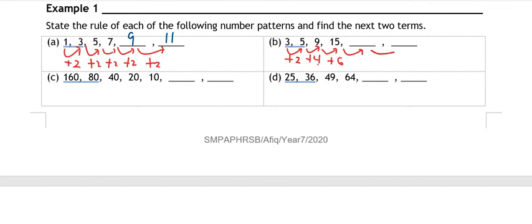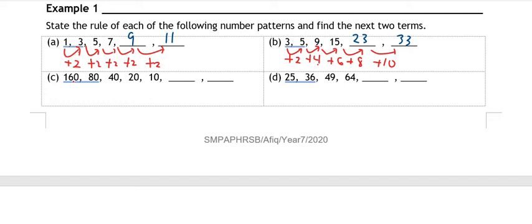When you follow the rule, the next term will be added by 8, and the last term will be added by 10. So the answer for the next term after 15 will be 23. And following the rule, 23 added by 10 will become 33. Right, so that's for part B. Let's have a look at part C.